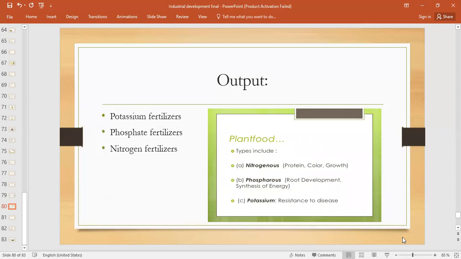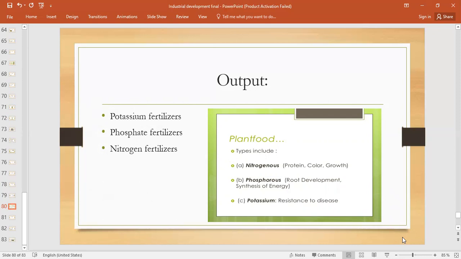What are the outputs? Different types of fertilizers are produced, like potassium fertilizer, phosphate fertilizer, and nitrogen fertilizer. And why? Because they have different uses, right? Nitrogenous fertilizers provide protein, color, and growth. They help plant growth, protect the color of the plant, and provide protein to the plant.